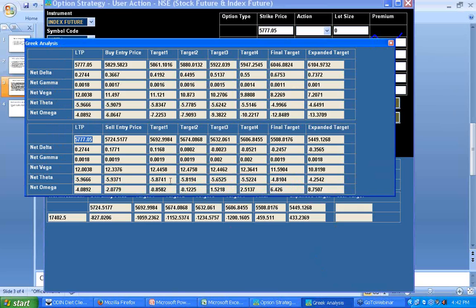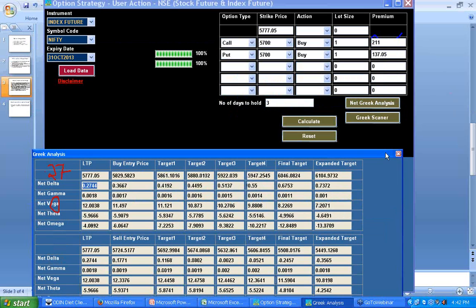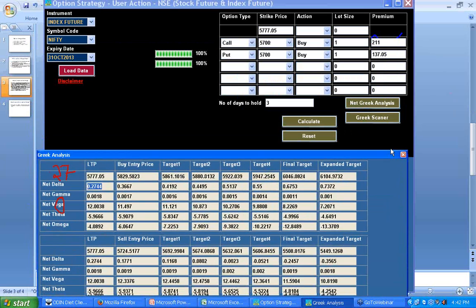For example, I have taken this and my net delta is 0.27. I do not want to carry that positive delta of 0.27. I need the delta to be 0 while forming this strategy. This is also possible. So here you have just taken net delta as positive 0.27.